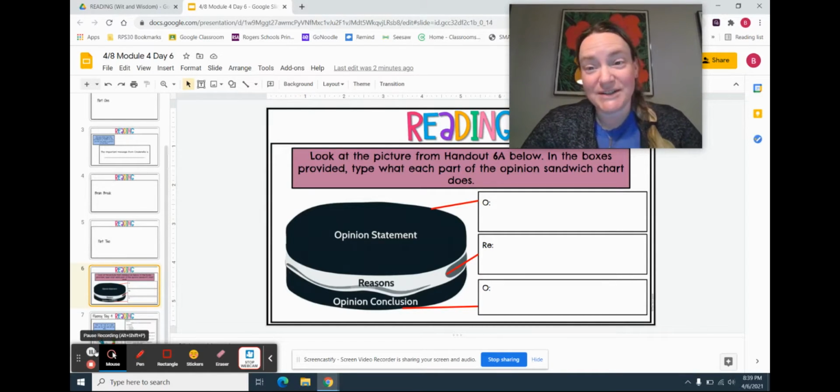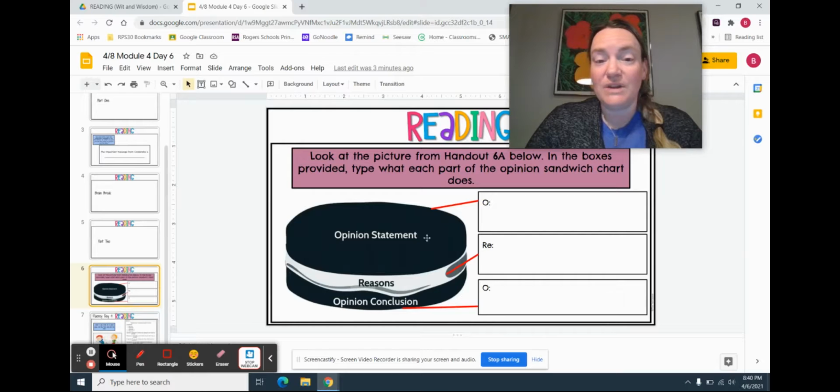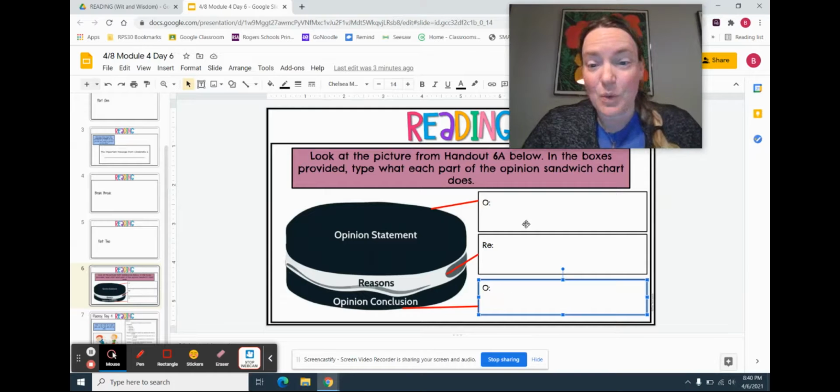And it will look very similar to the picture that I have inserted here on this slide. With Miss Spears, you're going to learn all about what handout 6A is, or what the opinion sandwich chart does. But then after you watch the video with Miss Spears and you take your notes, you're going to be typing in what all of these stand for. The O, the RE, and the O. So you're going to find out soon what those stand for.